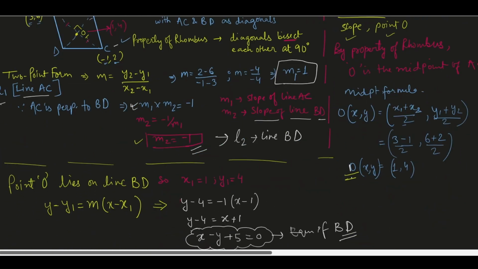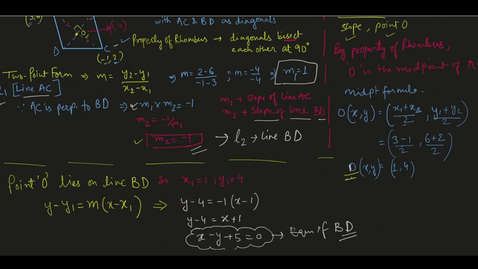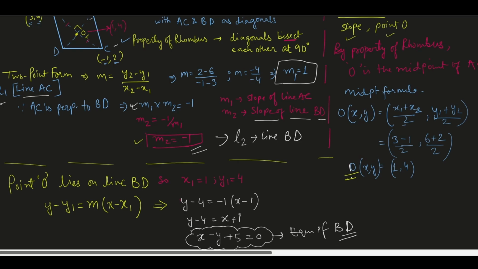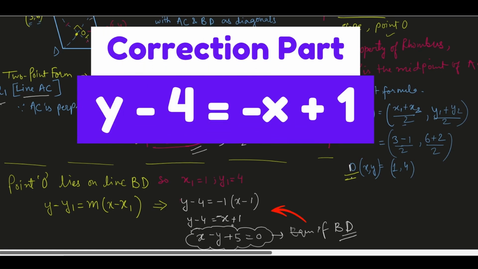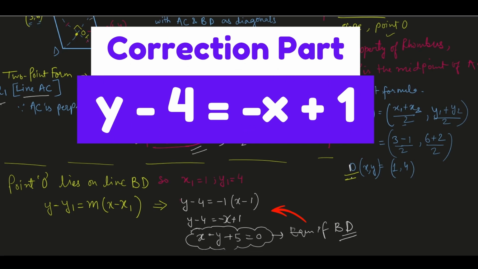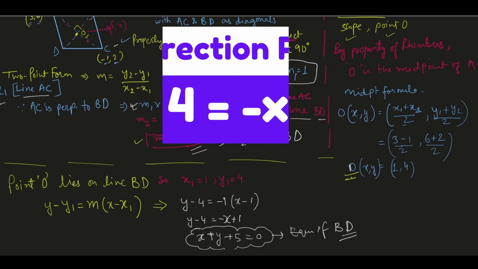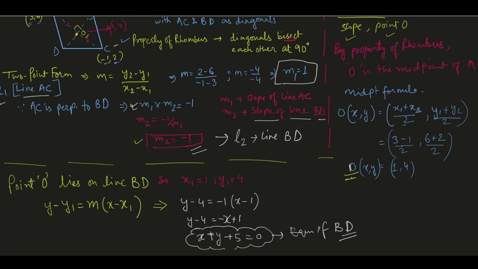Since point O also lies on the line BD, so point O satisfies the equation of line BD, which means I can directly write the values of x1 and y1 as 1 and 4 respectively. So y minus 4 is equal to -1 into x minus 1. So here I did a small mistake. This will be minus x, okay? So here it will be x plus y, okay? Sorry guys, this is a minor mistake from my side only. Let me correct it now.